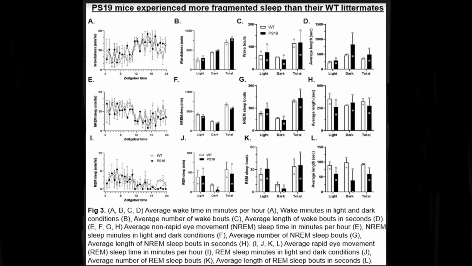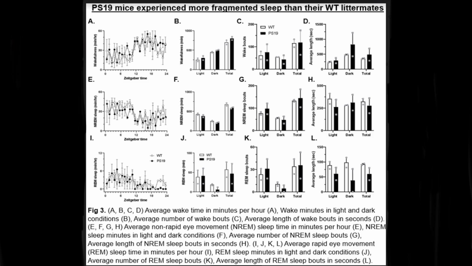In Figure 3, a further breakdown of the mice's sleep-wake phases is provided. As shown in Figures 3a through 3d, PS19 transgenic mice experienced increased wakefulness, seemingly caused by increased average wake bouts. This could suggest the transgenic animals had trouble going to sleep, hence more time spent awake.